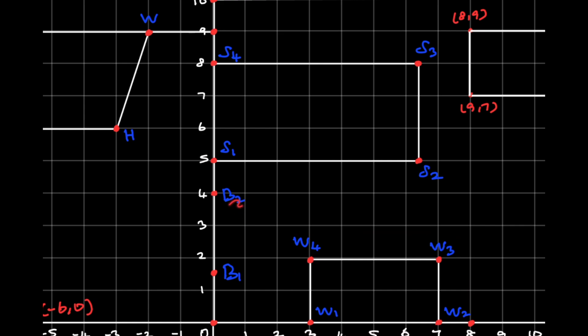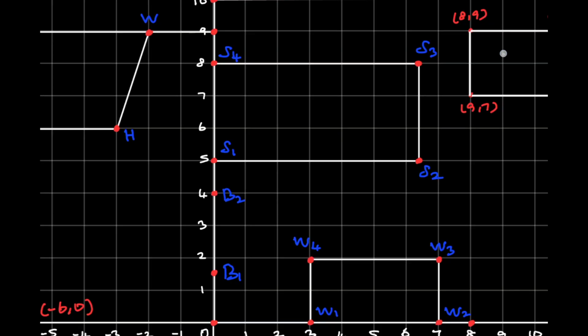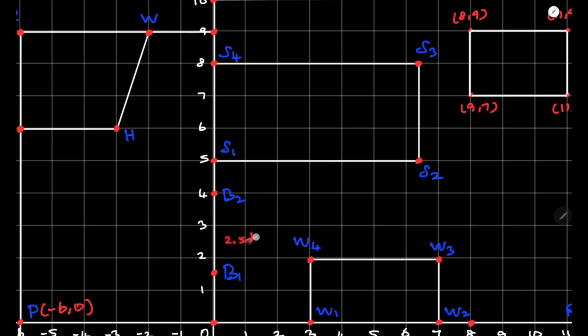Okay, now we can find the width of the bathroom door. The coordinate of B1 is 0, 1.5, and the coordinate of B2 is 0, 4. We can find the width of the bathroom door, that is B1, B2. It lies on the y-axis, a vertical line. So find the difference between the y values. The y values difference is 4 minus 1.5, which is equal to 2.5 feet. So the width of the door is 2.5 feet.